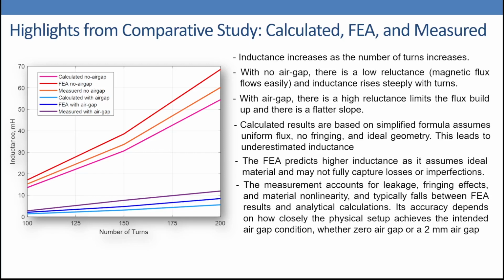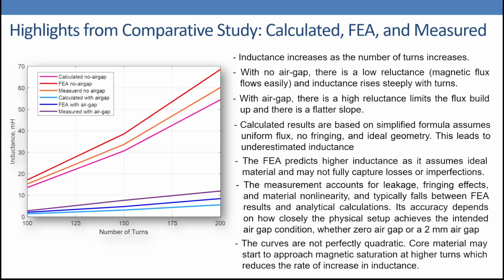But if you notice during the measurement, the accuracy for the air gap is not 100%. That one depends on how closely the I section is connected to the E section. So that one is not 100% zero air gap, not 100% 2 millimeter air gap. The curves are not perfectly quadratic. Core material may start to approach magnetic saturation at a higher number of turns, which reduces the rate of increase of the inductance.